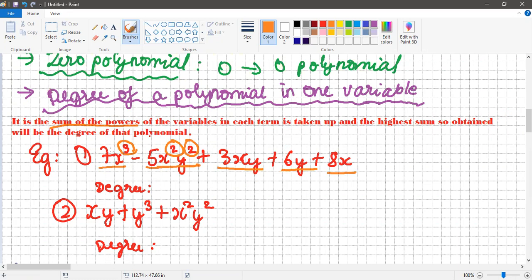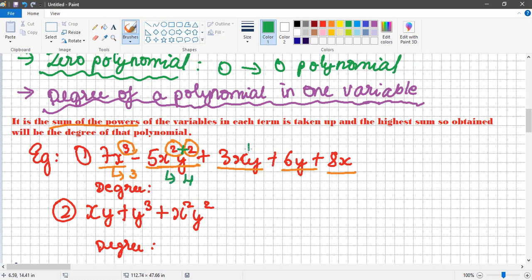So in each term, we are going to add up all the powers of the variables in that term. And the highest sum will be what? The degree of the polynomial. Fine. So here if you see, we have the x variable which has power 3. So here I will say that the power is 3. What about here? Now you see it is the sum of the powers, so that means you have to add. So what is 2 plus 2? 2 plus 2 is nothing but 4.